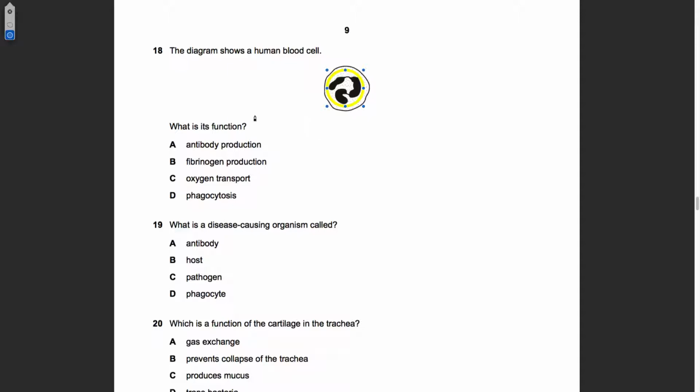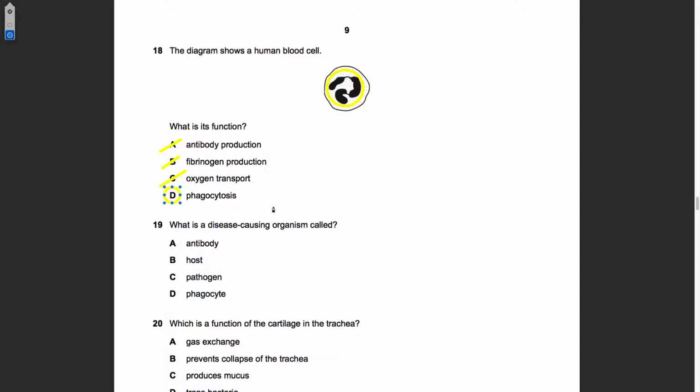So it's a phagocyte. If we go through the functions, antibody production, no, that's the lymphocyte's job. Fibrinogen production is all about your platelets in your blood. Oxygen transport, red blood cells, that's definitely a no. So the final one, I told you it was a phagocyte. Phagocytes carry out phagocytosis, where they engulf pathogens into the cell and destroy them. So let's go with D for 18.